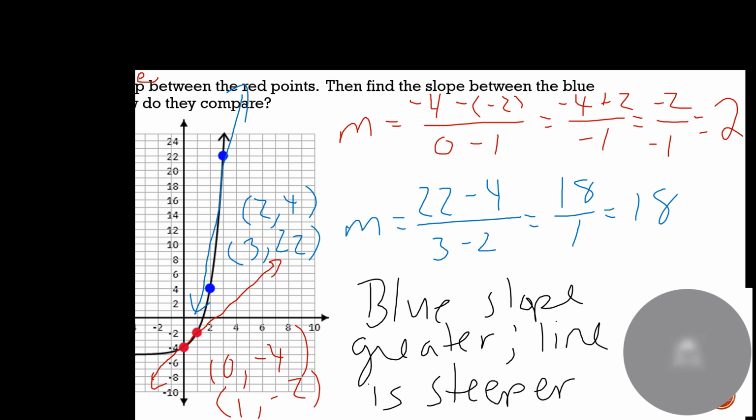Okay, or you could say the red slope is not as steep, or the red slope is smaller, because it's only a 2 as opposed to an 18. So what we want to get at there is the idea that on that curve, the slope is changing. The slope is not the same everywhere. Down where the red points are, it's actually not very steep. Where the blue points are, the graph is much, much steeper.